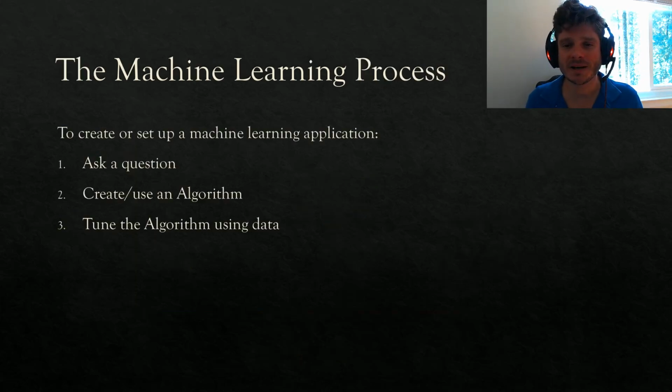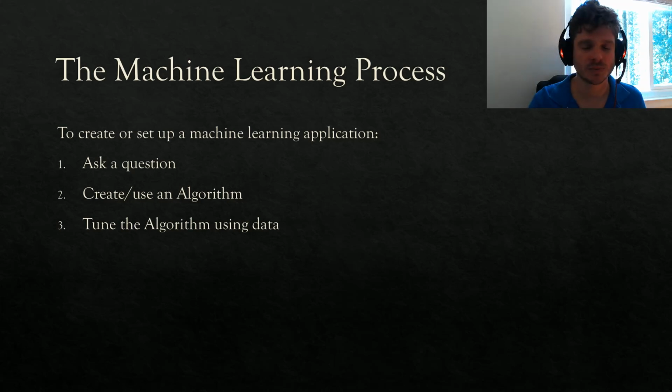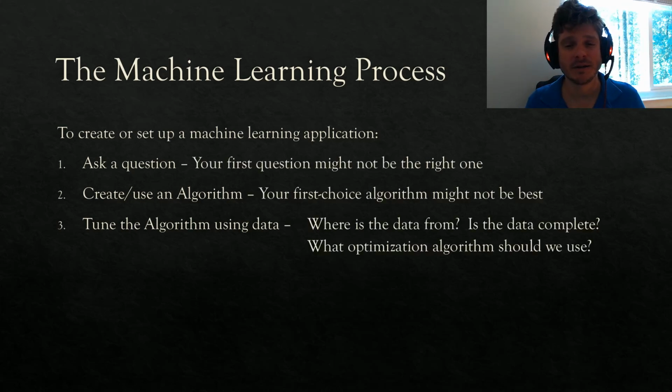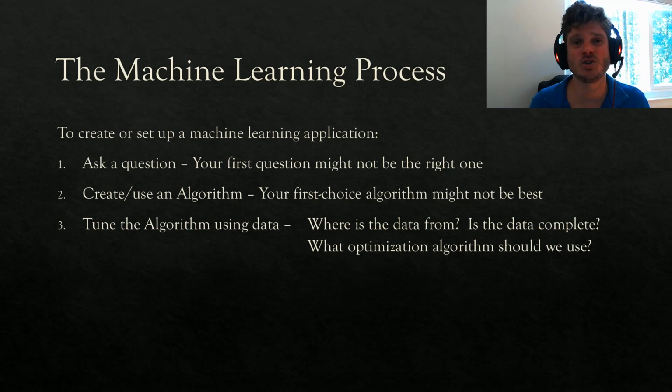So we go back to that process: asking questions, creating an algorithm, and tuning that algorithm. The idea is that we're going to get this wrong a lot of times. First of all, when we ask a question, it might not be the right question to ask. If you've done research projects in the past, hopefully this has happened to you as well, where you ask a question and it turns out that wasn't really the right focus, and you switch the focus of your research paper as you work, because our first question might not be the right question.